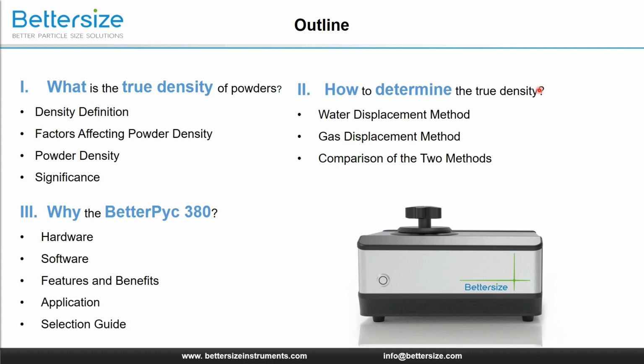This part explains 2 main methods to determine the true density. One is the water displacement method, and another is the gas displacement method. By comparison of the 2 methods, you will have a better idea to choose a suitable method to measure your sample. Taking the third question, why is the gas pycnometer BetterPyc?